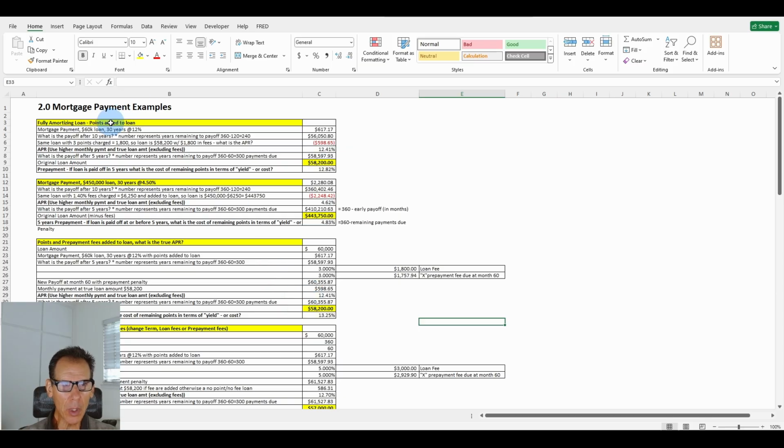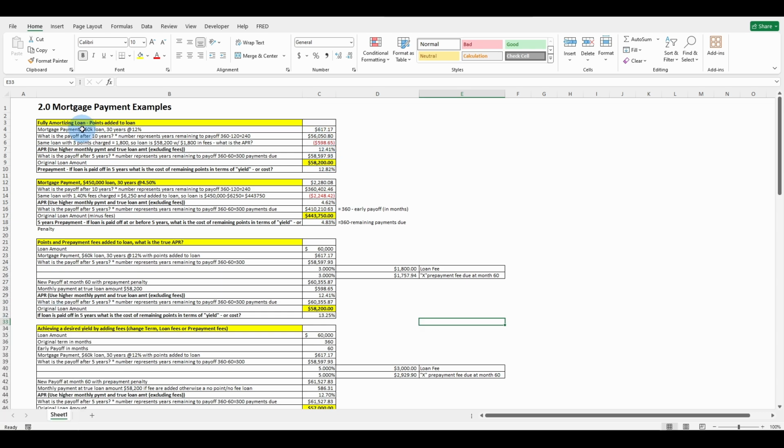Home mortgages. We'll keep it as simple as possible here and just do some basic Excel computation. You can work this out on your own using the annuity formula, but why? Excel has these tools, so use them. Fully amortizing loan, points added to loan. We have a mortgage, 60 grand, 30 years at 12%.